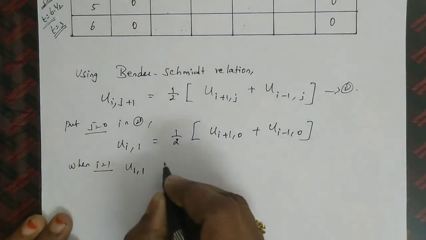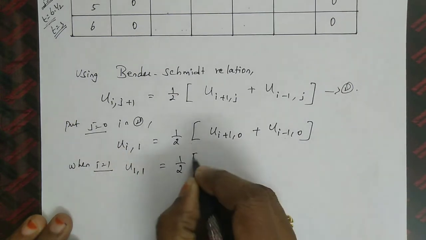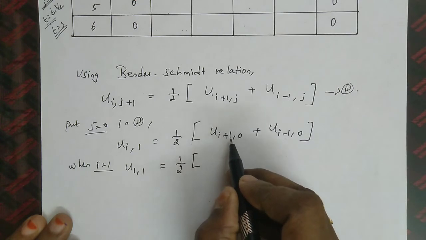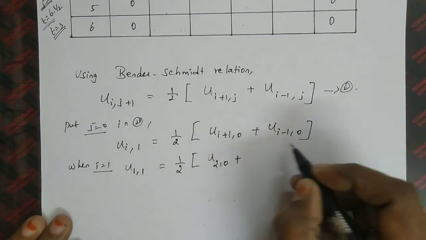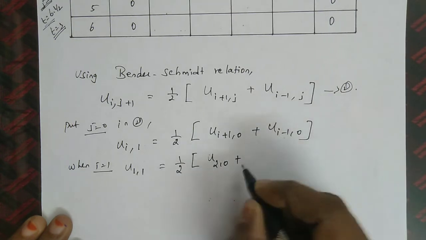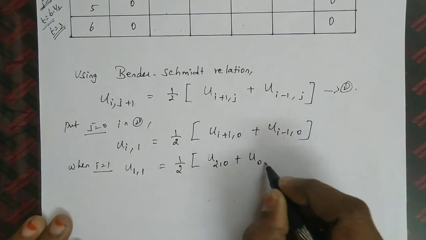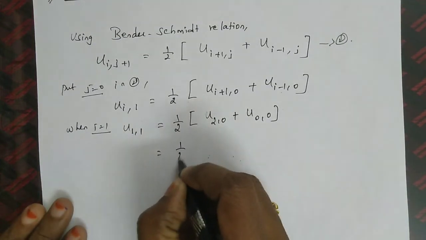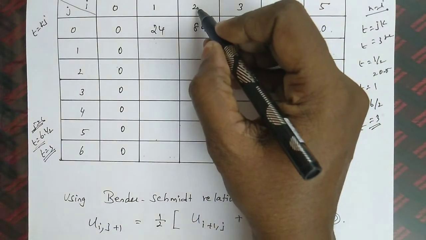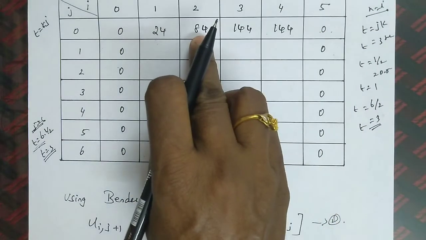So u(1,1) equals 1 by 2 into u(i+1, j) plus u(i-1, j). That means 1 plus 1 is 2, u(2,0) plus 1 minus 1, that is u(0,0). So which is equal to 1 by 2. Look at the table, u(2,0). That's nothing but what? 84.